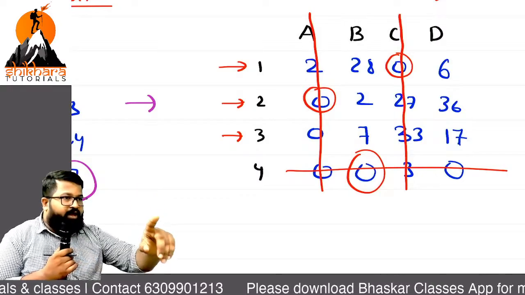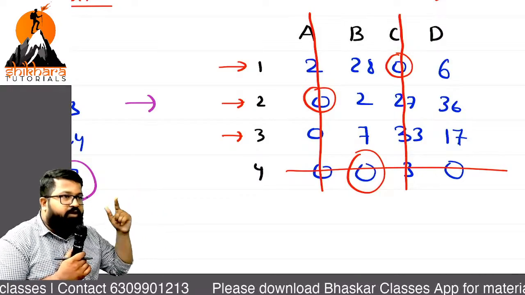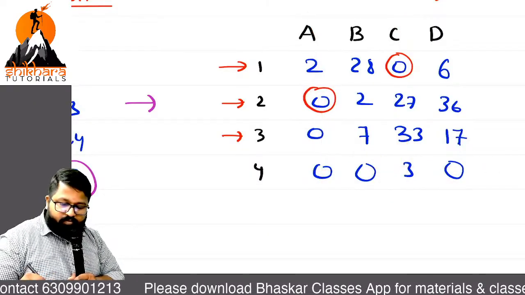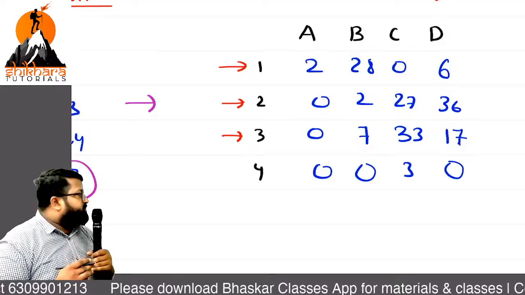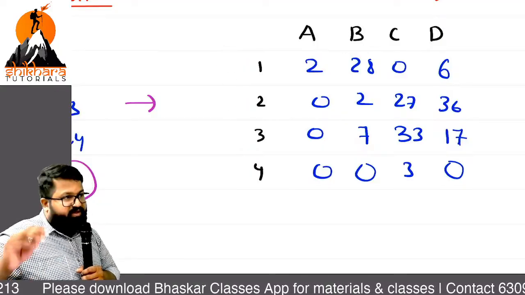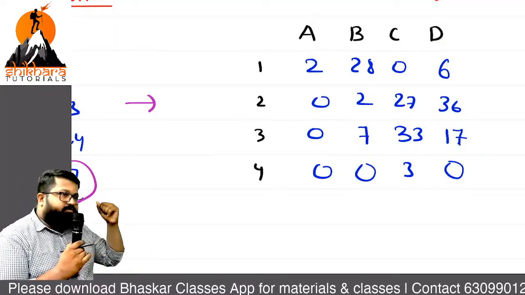I am repeating again how we did this part. Shall I repeat once more? It is the most important aspect. What is the process? Always go with only rows first. If the row part is done, go with the columns.